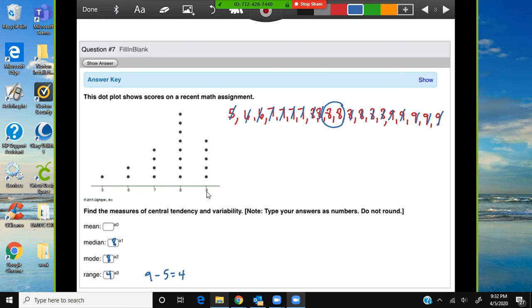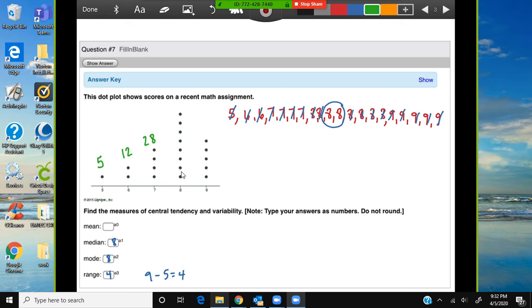And now I can do the mean. Now the mean, I'm going to do it a little bit differently. Rather than adding all of these numbers together, I'm going to add them this way. So if I have one score of 5, that means I'm going to have 5 here. 2 scores of 6 would be 2 times 6, which is 12. And then I have 4 scores of 7, so that means 4 plus 4 plus 4 plus 4, or 4 times 7, which is 28.